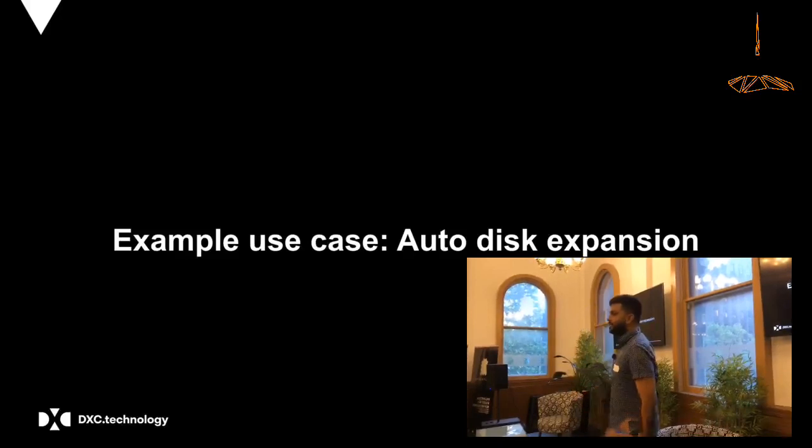Thanks, Amrith. Thanks, guys. So we're looking at a use case, auto disk expansion. One of the most common tasks which we have to perform on AWS, a very common task, is extending an EBS volume. So I chose this for a demo and ease of demo purposes. Let's just move forward.